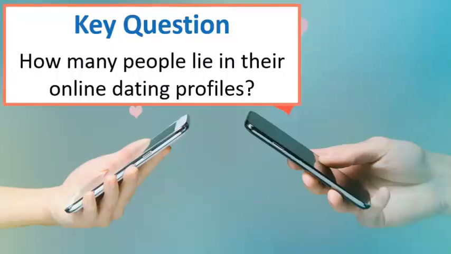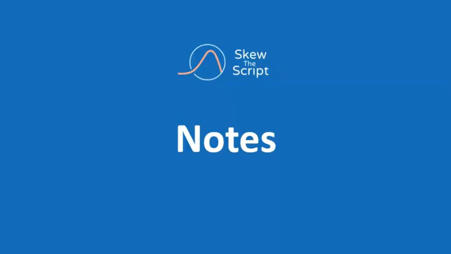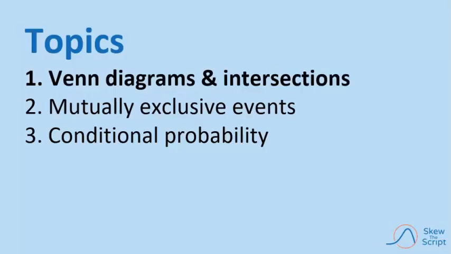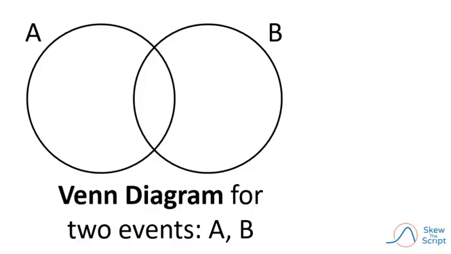So that brings us to our key question for today. Can we use statistics and probability to find out how many people lie in their online dating profiles? With that question in mind, let's move on to our notes. We're going to cover 3 topics today, starting with Venn diagrams and intersections.